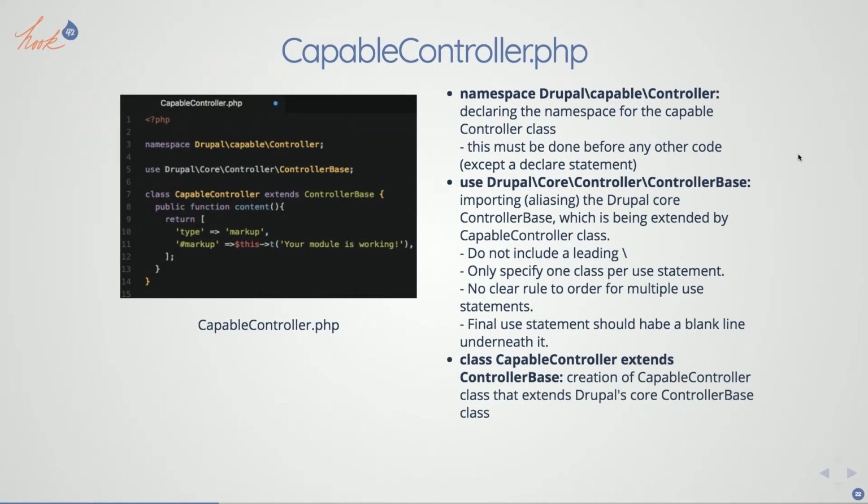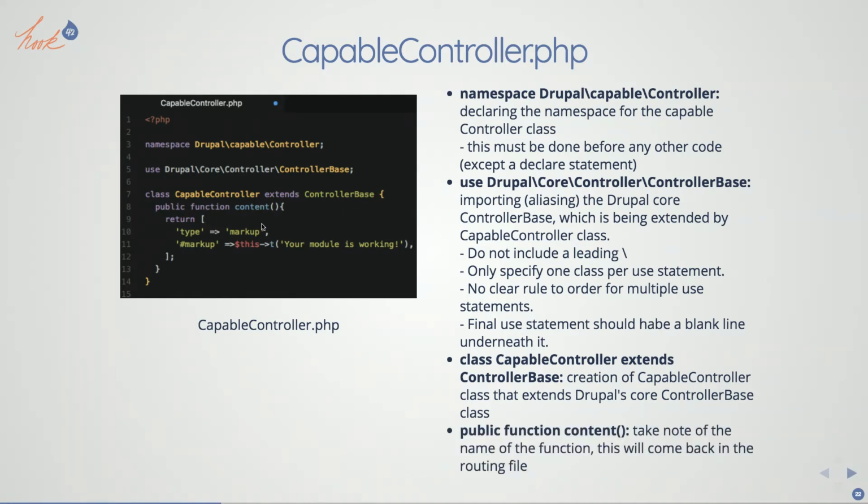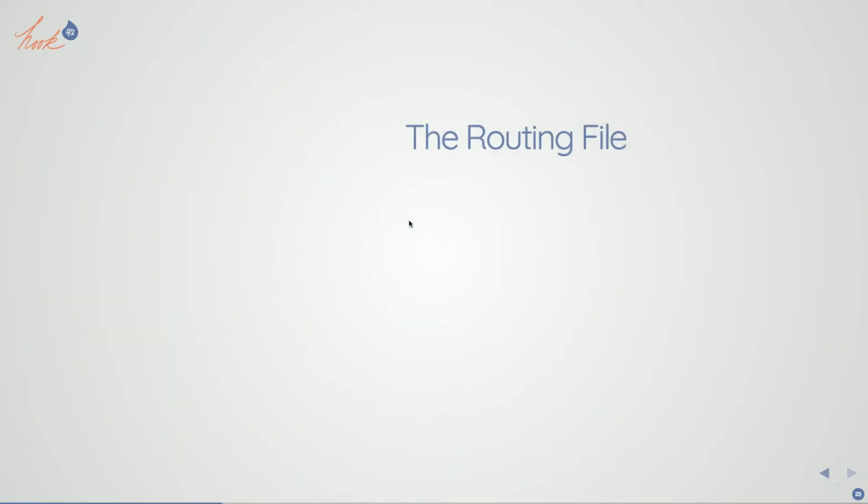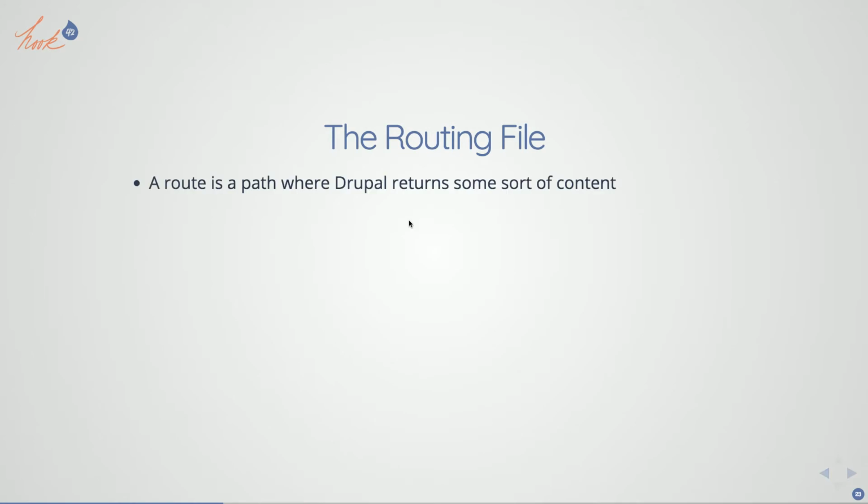You might run into issues with namespacing not being formatted correctly. So if everything's broken, just take a step back and make sure that everything is how it needs to be. You're giving it the right path, and everything has the right names, because it probably will happen; it's happened to me numerous times. Then I just want you to take note that this public function is called content, because that will come back up. We're going to go into the routing file.